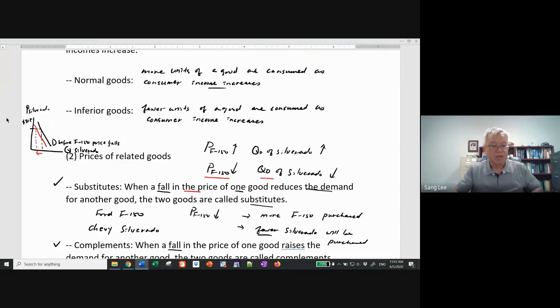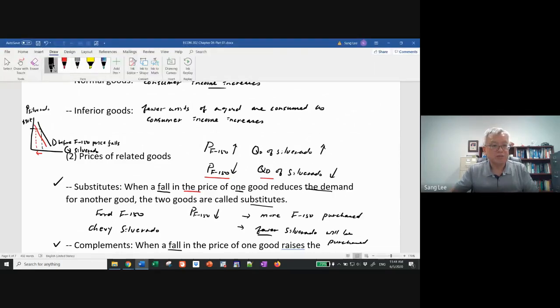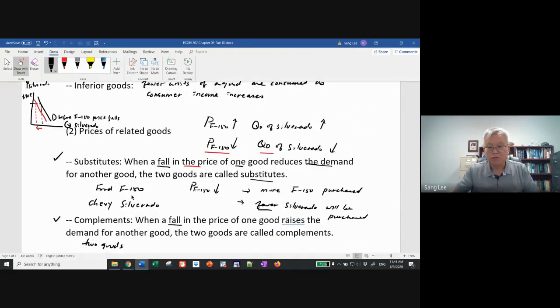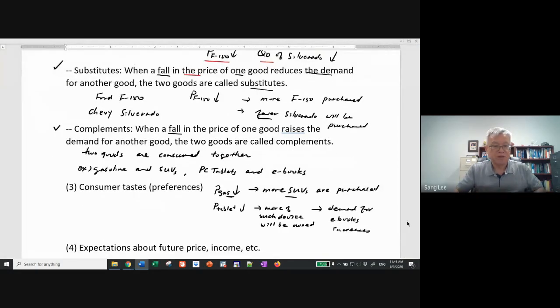And here, let me use another example for complements. Think about this: the price of SUVs and the number of SUVs people buy. So let's say initially demand was here.